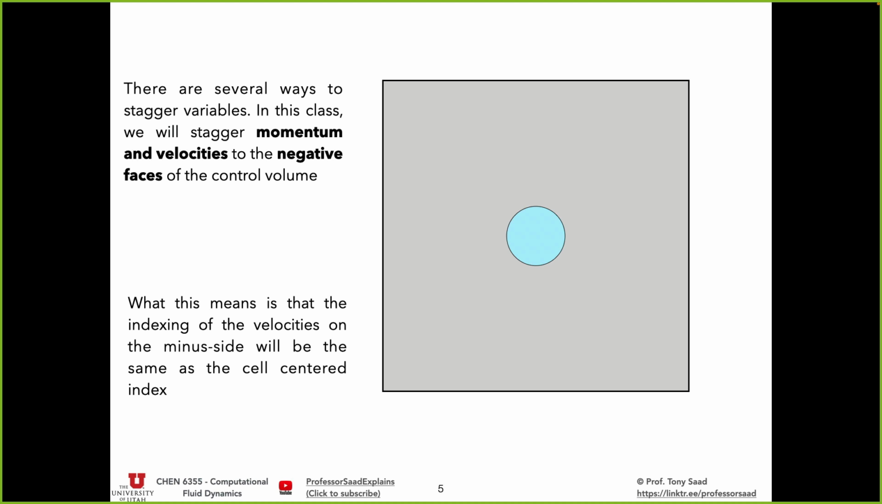Okay? So in this class, we will stagger quantities, we'll stagger momentum, velocities to the negative faces of the control volume. What this means is that the indexing of the velocities on the minus sides of the control volume, so the plus side are the plus, this is the plus x face, this is the plus y face, so they're aligned with the positive normal, and this we call the minus x side, minus y side. If you haven't heard of this nomenclature before, you hear it now. Okay? So this only means that the indexing of the velocities is the same on the minus side as it is for the cell centroid. So if this is Pij, if this is the ij control volume, then this velocity will be Uij, and this velocity will be Vij. Okay?